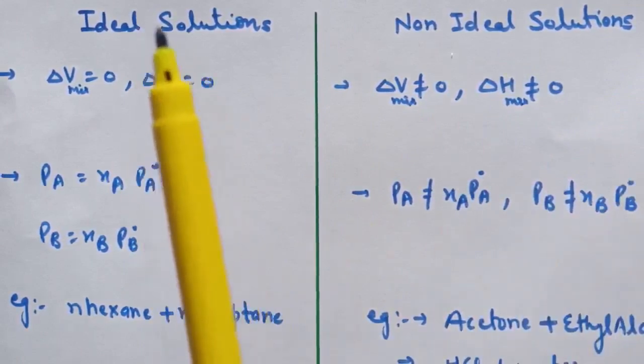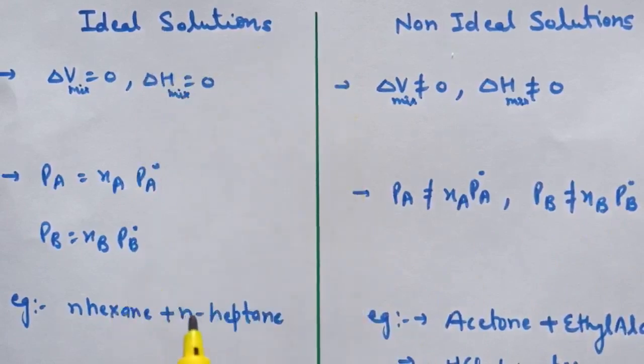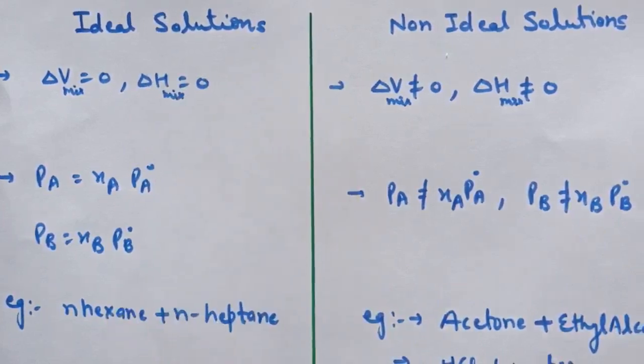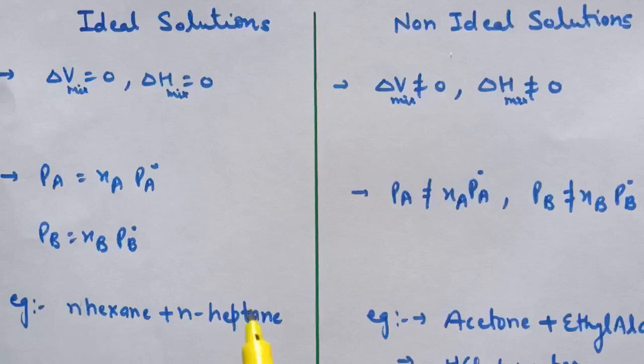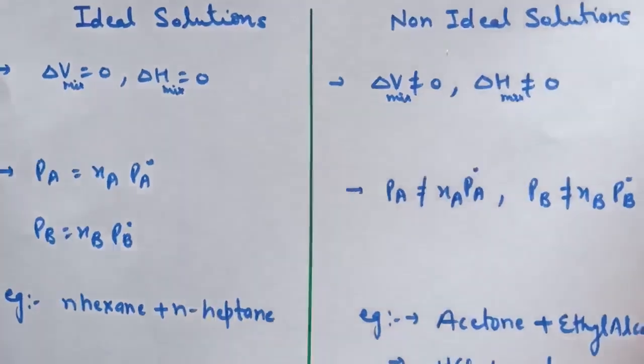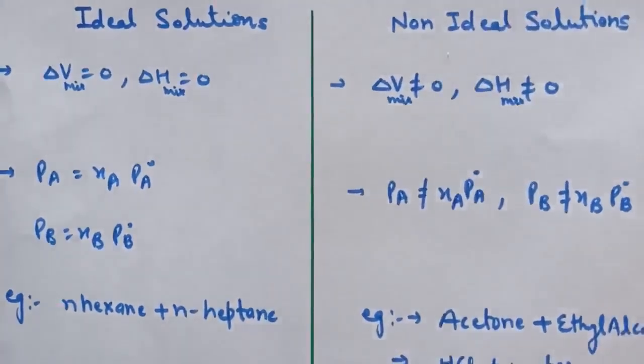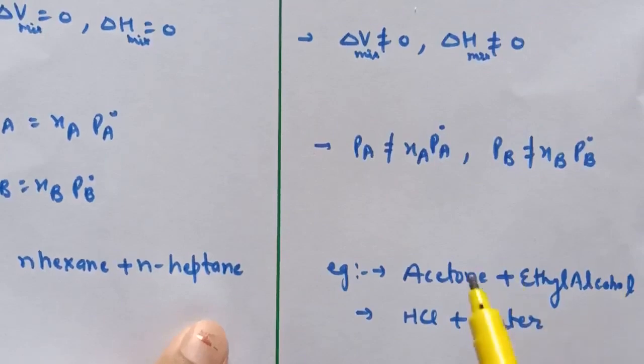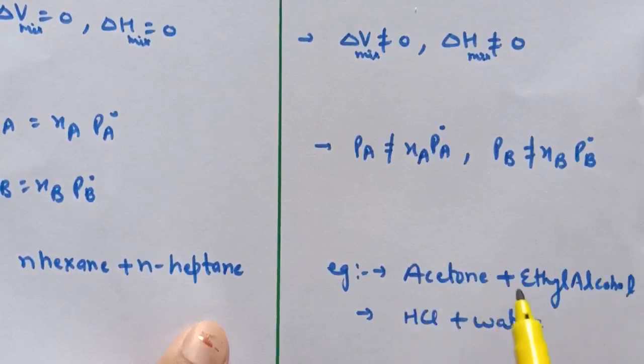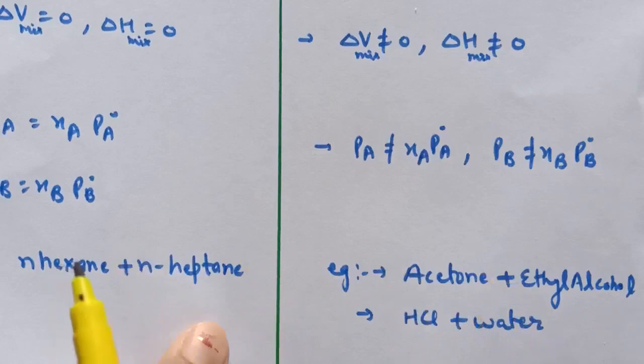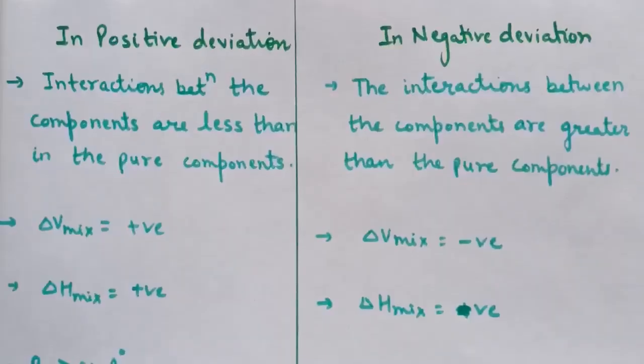And the example for ideal solution is n-hexane plus n-heptane. So this solution will behave as an ideal solution. The examples of non-ideal solutions are acetone plus ethyl alcohol, and HCl and water. So these are the two examples of non-ideal solution, and this is the example of ideal solution.